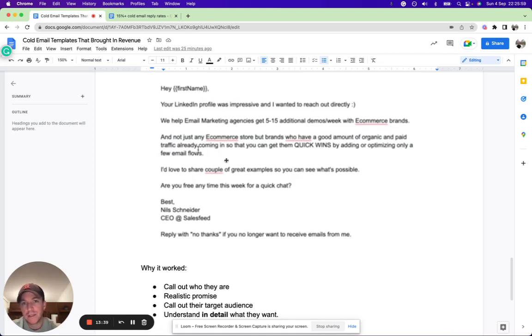Then the third sentence, I've added some more details. So in detail, I was thinking, okay, what do these email marketing agencies want? They want e-commerce brands, but what type of client do they want? Right? There's good clients, and maybe there's bad clients, or there's clients that are not ideal. But for an email marketing agency, if you understand their business and who they want to work with, ideally, then you can say that too, and then they understand that you understand them.